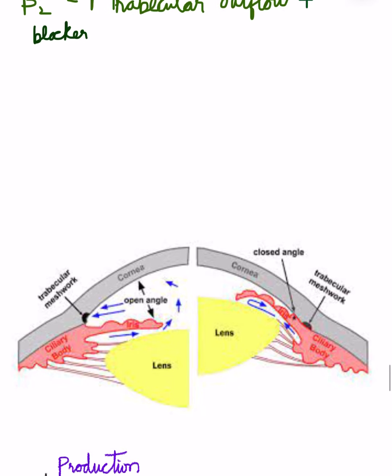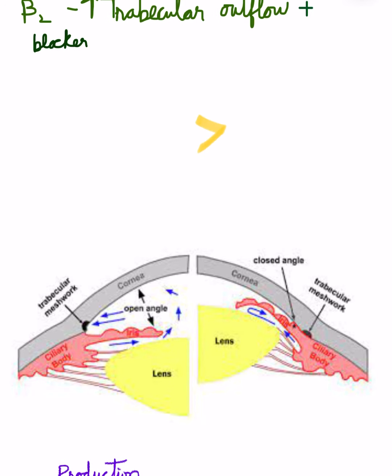Glaucoma is increased intraocular pressure of more than 40 mmHg. Intraocular pressure of more than 40 mmHg with some retinal changes is called glaucoma. This glaucoma may be an open angle glaucoma or a closed angle glaucoma.